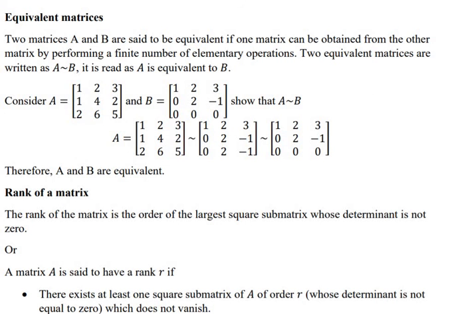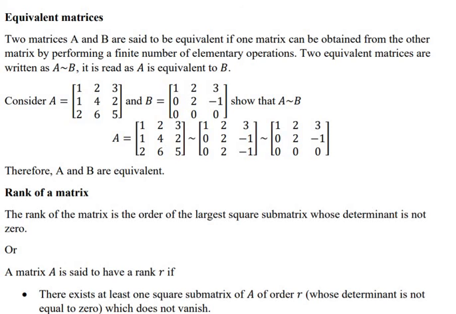Next is equivalent matrices. Two matrices A and B are said to be equivalent if one matrix can be obtained from the other matrix by performing a finite number of elementary operations. Two equivalent matrices are written as A equivalent to B, and the symbolic notation uses the symbol tilde.